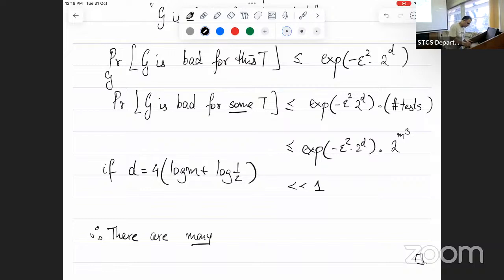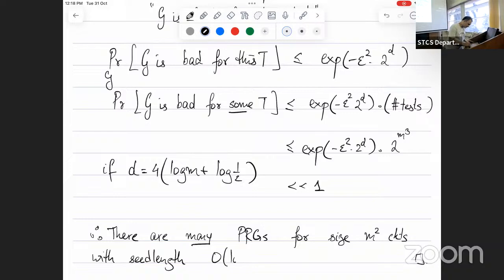And so therefore, there are many PRGs for size m squared circuits with seed length something like order log m plus log 1 over epsilon. So going back to the previous theorem, we needed epsilon to be like 1 by 8, and we were hoping for seed length of order log m. And this theorem basically says that there do exist such things. Whatever you are looking for, such things do exist. But at the moment, this is a random construction. We would like an explicit one. Okay, are there any questions so far?